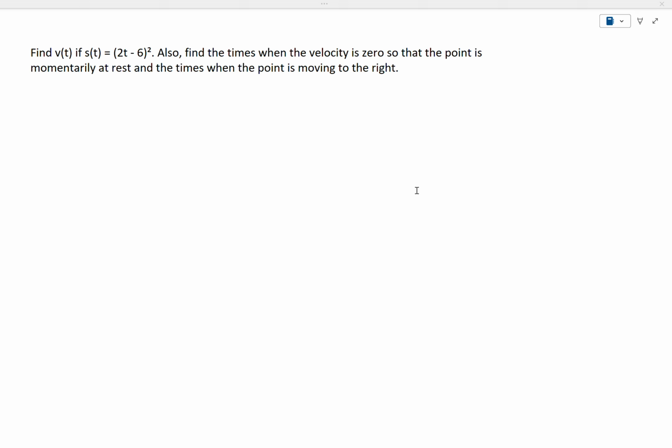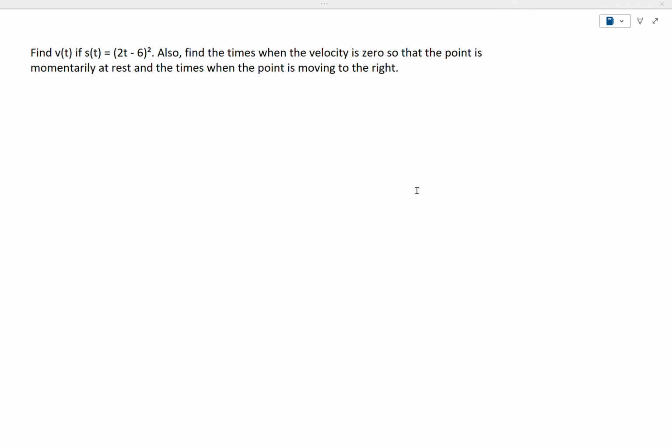In this video, we're going to be doing a standard calculus problem that involves position and velocity. Find v of t if s of t is equal to the quantity 2t minus 6 squared. Also, find the times when the velocity is 0 so that the point is momentarily at rest, and find the times when the point is moving to the right.